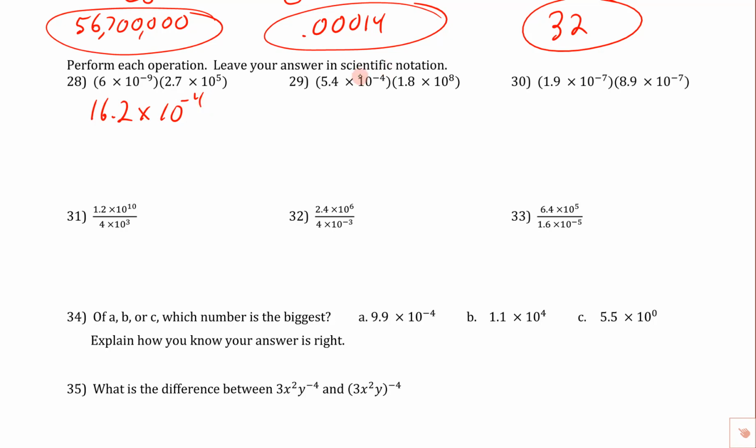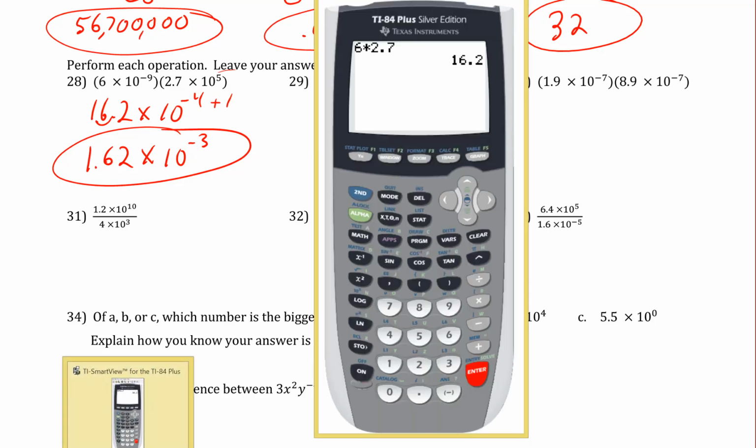Again, you want to make sure that it's in scientific notation, and it says leave your answer in scientific notation. So what we want to do here is we want to move this over 1. So this is going to be 1.62 times 10 to the, and remember, we made this smaller, so we need to make that bigger, so we're going to add 1. So this is going to be to the negative 3. So I'm going to go ahead and circle that. Next one, we'll do the 5.4 times the 1.8.